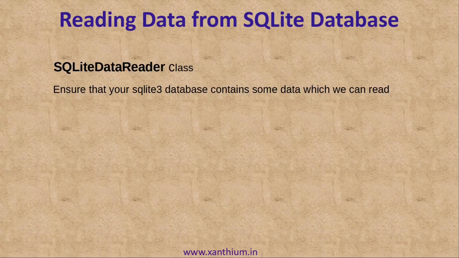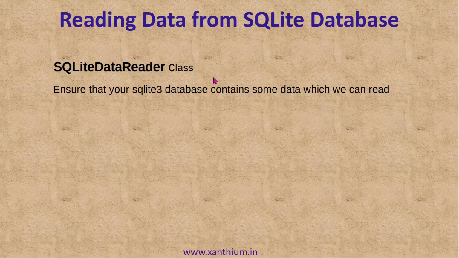Now in the previous examples, we have learned how to add data into the SQLite database. We have learned how to debug the parameters that are being passed into the SQLite database. In this section, we will learn how to read data from the SQLite database. For reading data from the SQLite database, we require something known as the SQLiteDataReader class. This is the class we'll be using to get the information from the SQLite database.